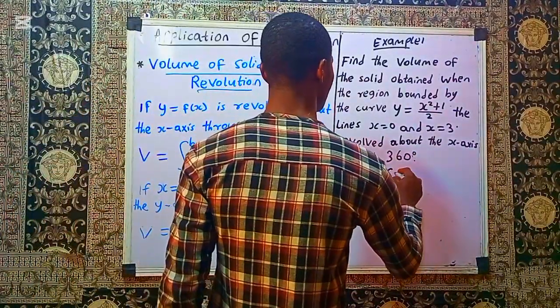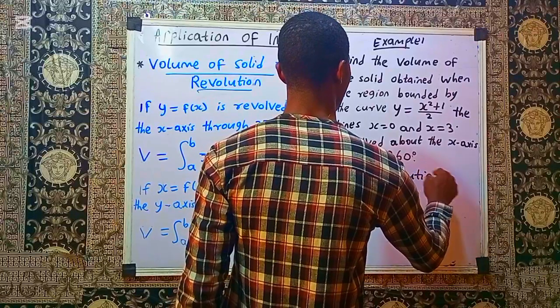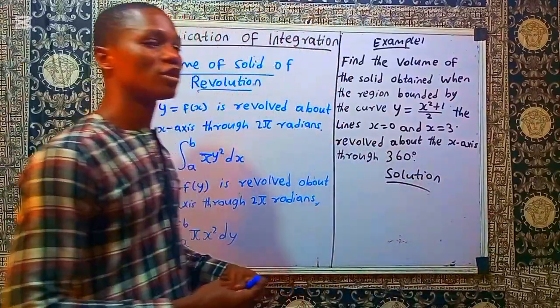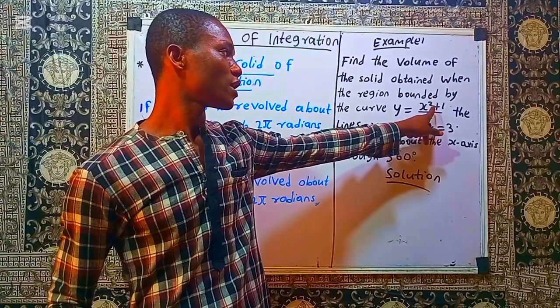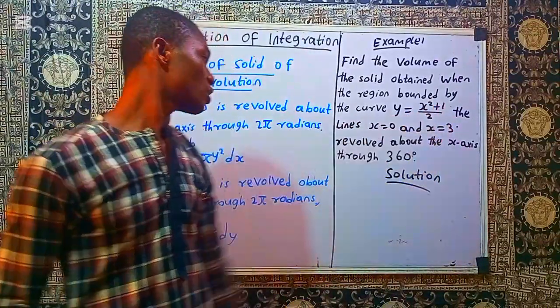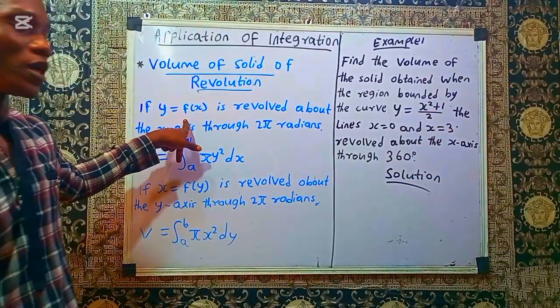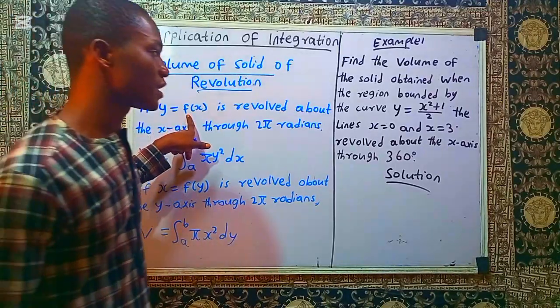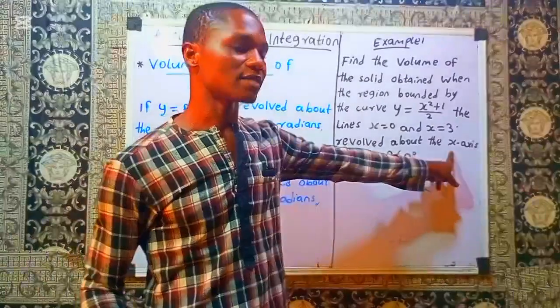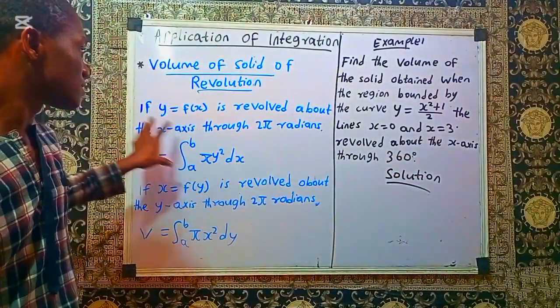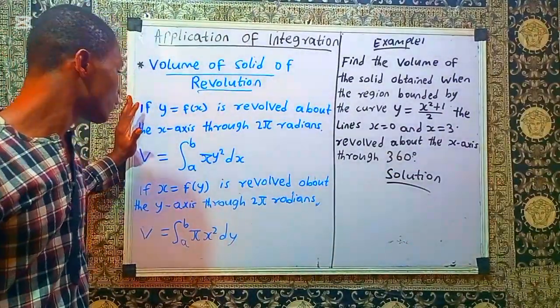So we are going to make use of the formula given to us. We can see that the curve we have here is a function of x, y equals (x squared plus 1) divided by 2, which falls under case 1. The curve is a function of x, and this curve is revolved about what? The x-axis through 360 degrees. So this is basically case 1.